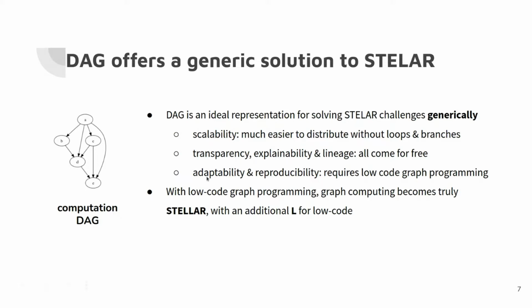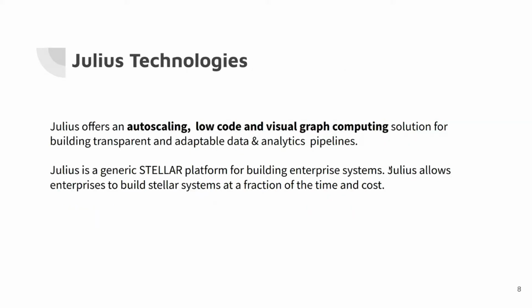So the key point here is that in order for the graph solution to completely solve the stellar challenge, we need to make it low code. So we have to add an L to the acronym to complete the word stellar. One of the Ls is for lineage, another is for low code. This is really the key message we want to share in the first part of the presentation.